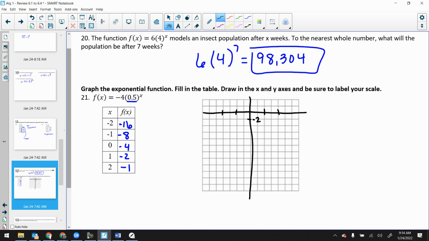Okay, negative 2 comma negative 16. I'm going by twos here: 2, 4, 6, 8, 10, 12, 14, 16. 2, 4, 6, 8, 4, 2, 1.